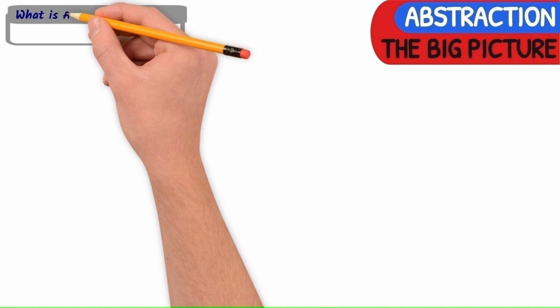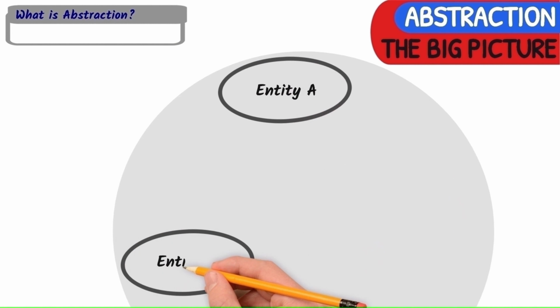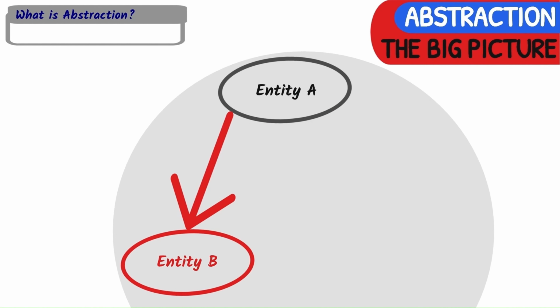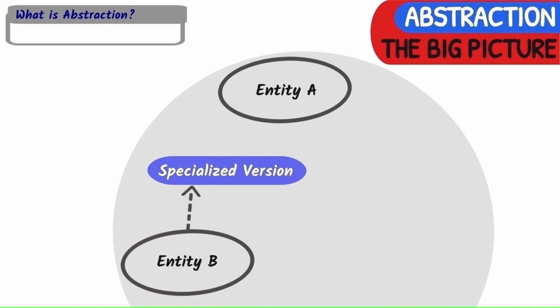Abstraction, the big picture. What is abstraction? This is entity A and this is entity B. Entity A wants to use or interact with entity B. To support this interaction, entity B may choose to expose itself as it is to entity A, or it can choose to keep itself hidden and expose only a specialized version, specially designed for this particular interaction.